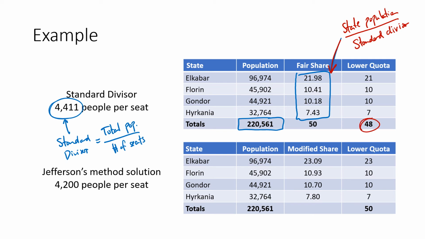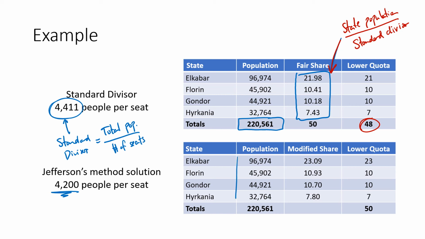And so as we typically see, we say, hey, 48, that's too small. We've got 2 extra seats, so we need to make our divisor smaller. And so in this case, a correct answer, there's more than one correct way to find a divisor that works for Jefferson's method, but a correct answer here would be 4,200 people.